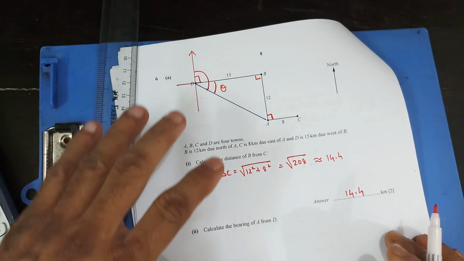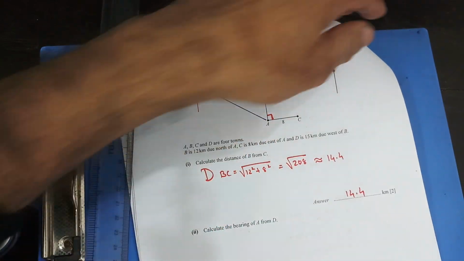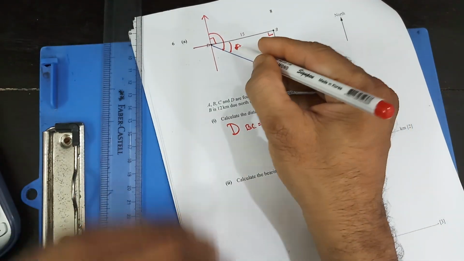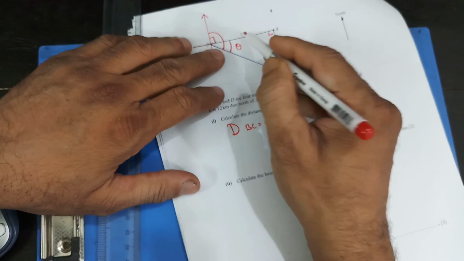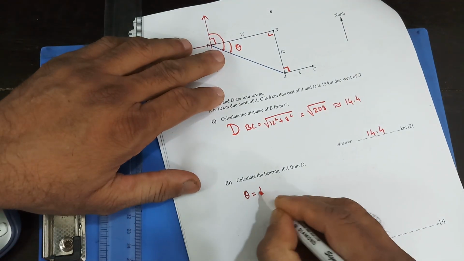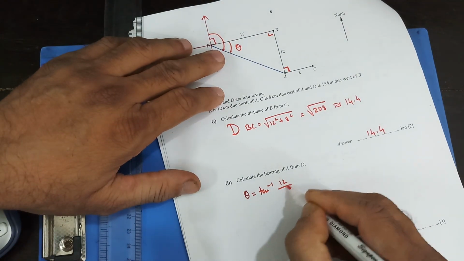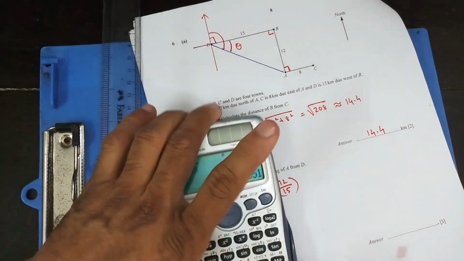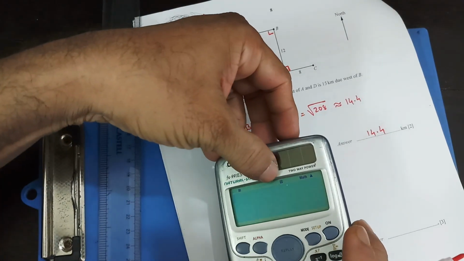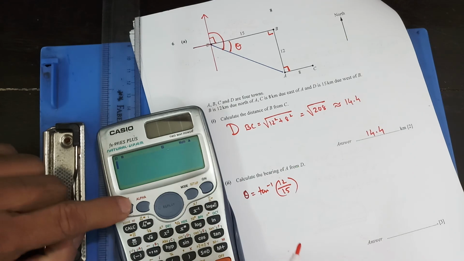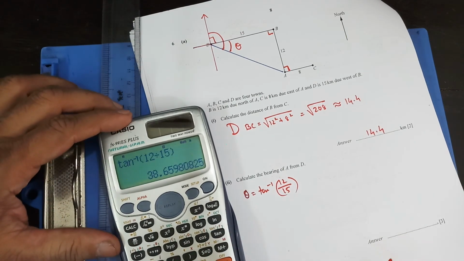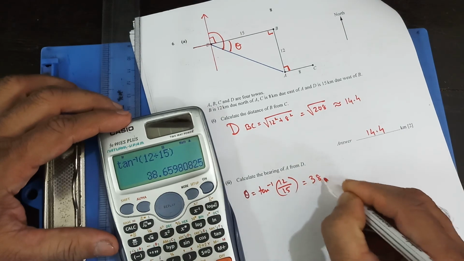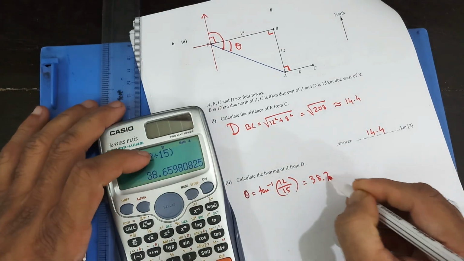Okay, I have some bearings math in my channel. Probably you'd like to go and see that. Okay, so let's do this one. I have this and that. This is opposite, this is adjacent, so I can find out by tan inverse. That's going to be 12 by 15. So let me see if it's in degrees or not. It is in degrees. So tan inverse, that should be 12 divided by 15. And I got 38.65, so that's 38.7 degrees.